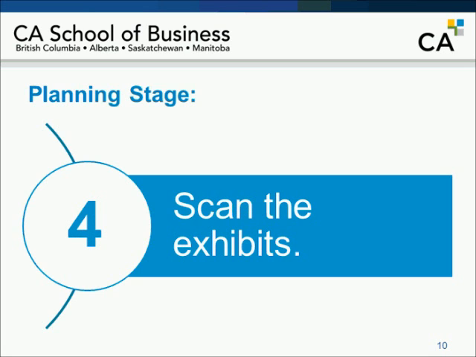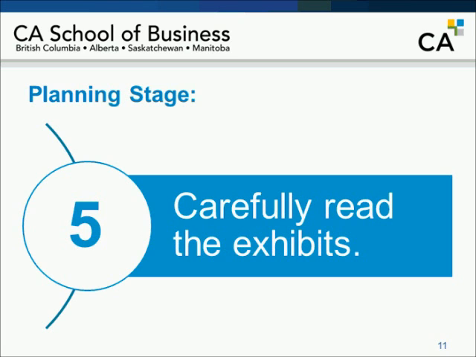The fourth step in the planning stage involves scanning the exhibits and rereading the issues. Think about how the exhibits relate to the issues described in the narrative. The fifth step in the planning stage involves carefully reading the exhibits and organizing the case facts. This requires making notes and creating the plan.